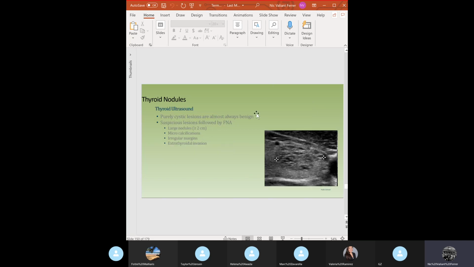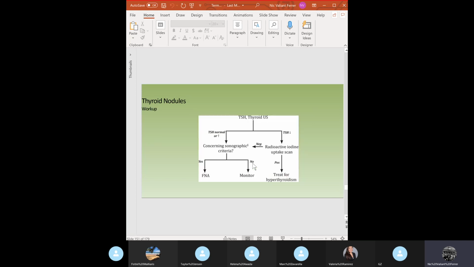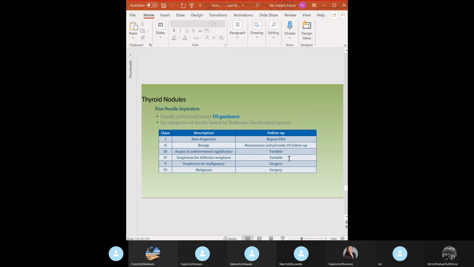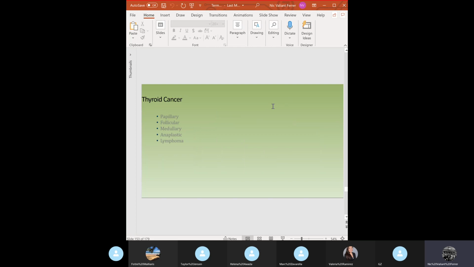What can we see in an ultrasound then? If it's cystic lesions, you can see fluids. It's benign. If it's very suspicious, you do FNA. If they're large, microcalcifications, irregular margins, or extrathyroidal invasion. Again, that's a workup. So we do FNA here. I think this is low yield. This is for Step 2.